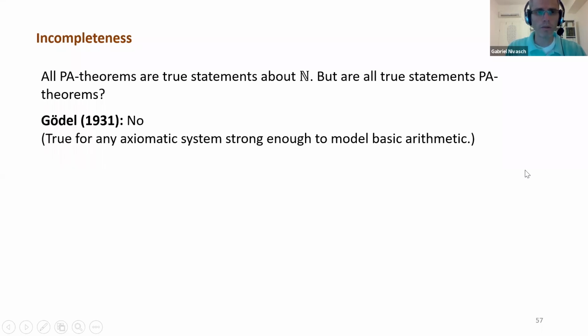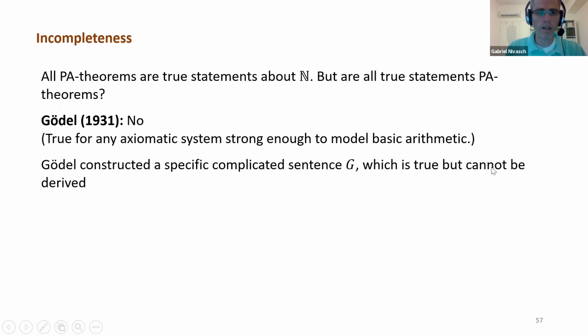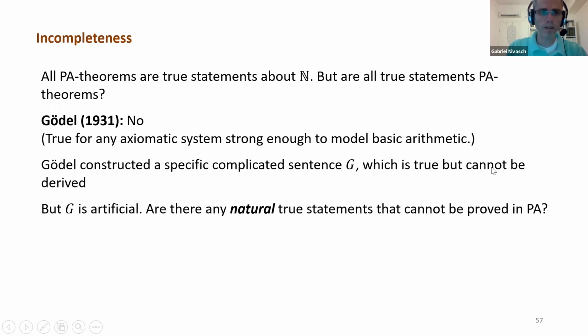And as you already know, Gödel proved that the answer is no, not only in Peano arithmetic, but in any formal system strong enough to support basic arithmetic. And Gödel actually constructed a specific complicated sentence G, which is true, but is not a theorem of the system. But this sentence G is very artificial, and people started wondering if there are any natural true statements that cannot be proved in Peano arithmetic.